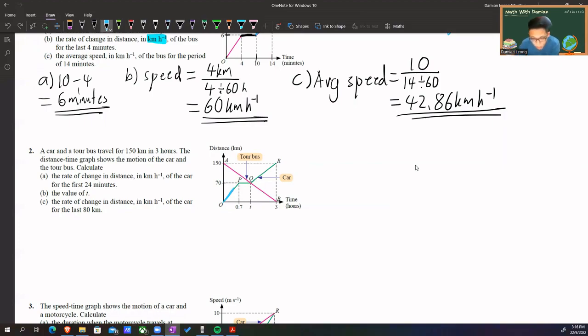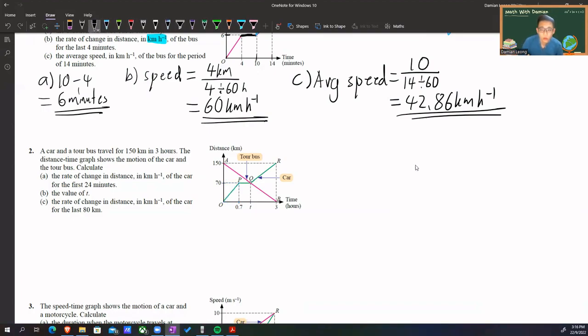But the change in speed has no difference. Sorry, the rate of change in distance, which is the speed, doesn't change for this whole part of the journey. So it doesn't matter how much of this part we take. We can take this much, or all the way until here. It doesn't matter because the speed is still the same.